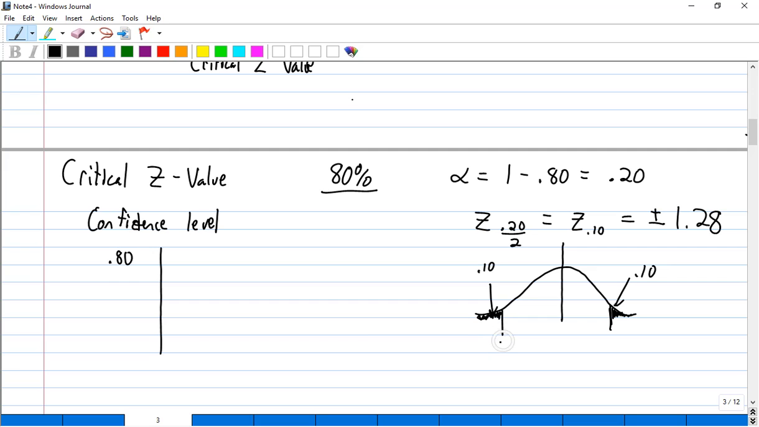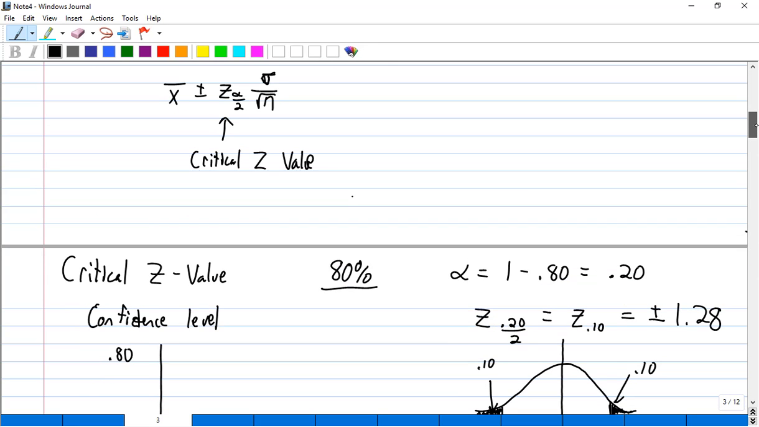Is this the positive or negative one? That's the negative 1.28, and this one over here is the positive 1.28. Now let me show you why it doesn't make a difference which one we use in our formula.